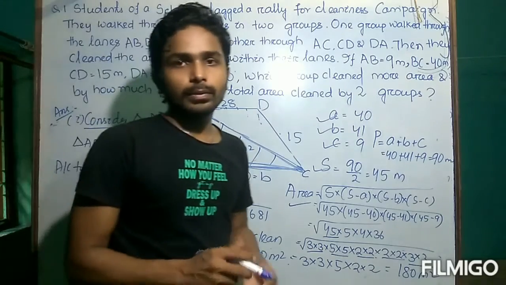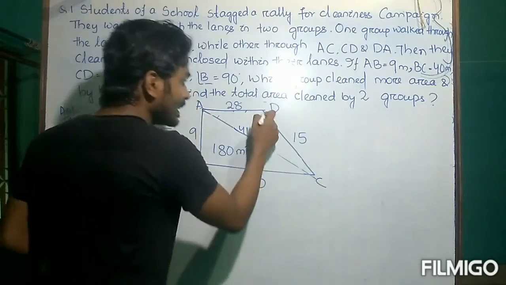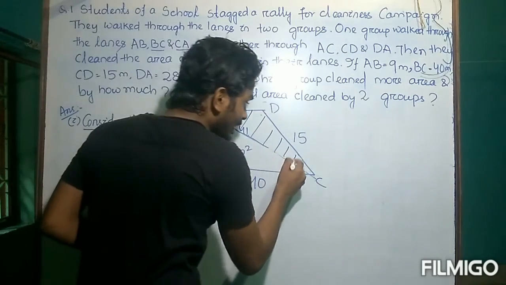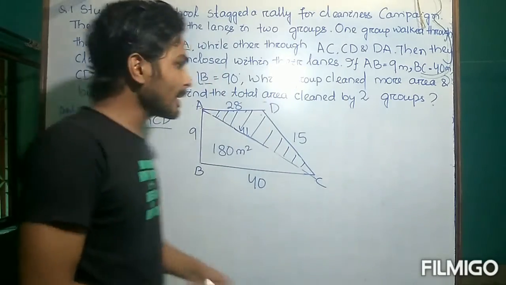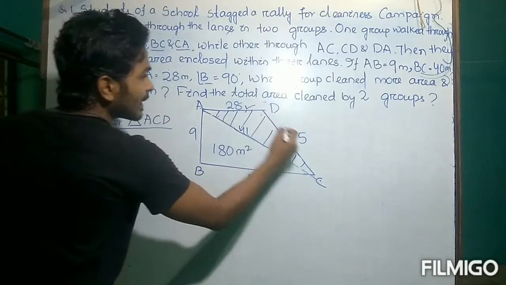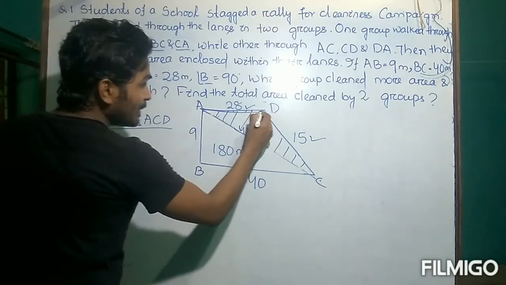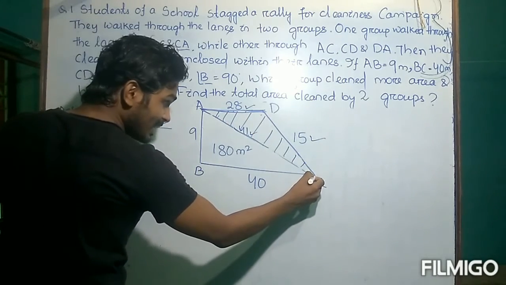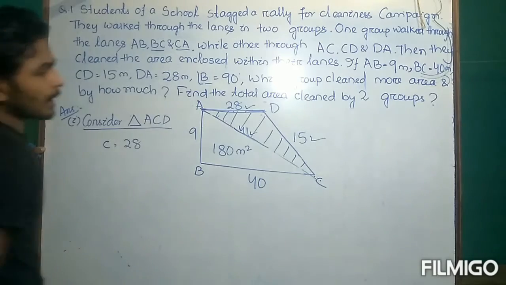So let's find out. Now we will find the second triangle, that is the triangle ACD, and we will find out its area. That means we have to find the area which group 2 will clean. Clear? So in the triangle ADC, all three sides are given. So you can write AD means what? See, its opposite angle is C, so you can write small c is 28.